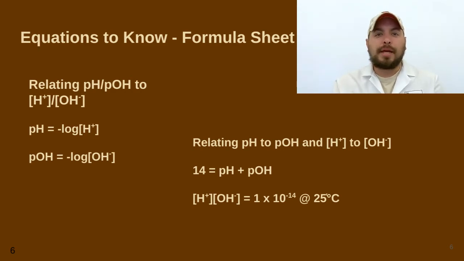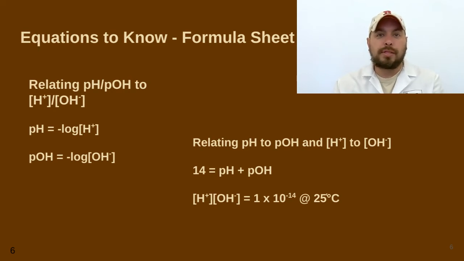To find the pH, you take the negative log of the concentration of H+. To find the pOH, you take the negative log of the concentration of OH-. If we do a little bit of algebra with our log rules, what we will find is that the pH and the pOH therefore add together to give you 14. So we can use a couple of different equations to be able to convert between these 4 different variables.